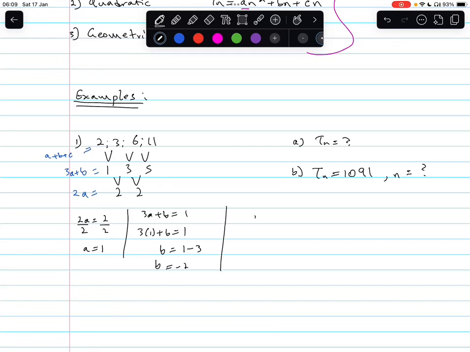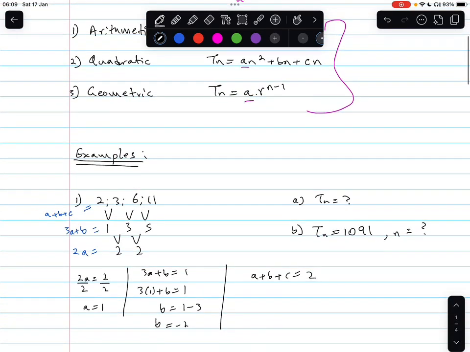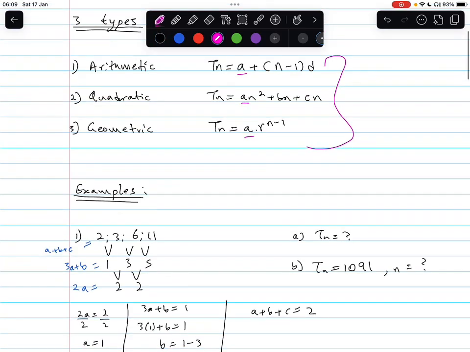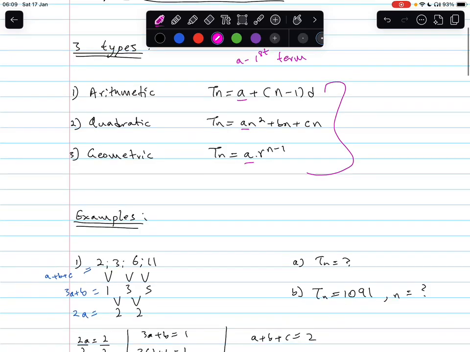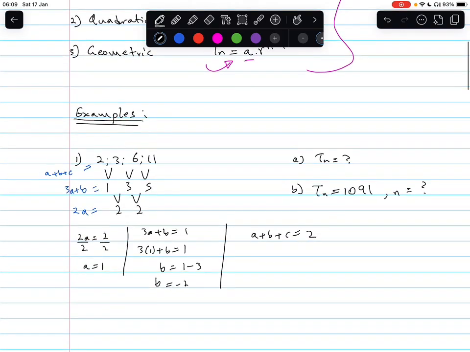And to find the value of c, we substitute here: a plus b plus c equals the first term. My apologies about this: I said the value of a is the first term. The value of a is the first term only for the arithmetic and the geometric, not the quadratic. So now we substitute everything. a is 1, b is minus 2, plus c equals 2. Then 1 minus 2 is negative 1, plus c equals 2, c equals 2 plus 1.